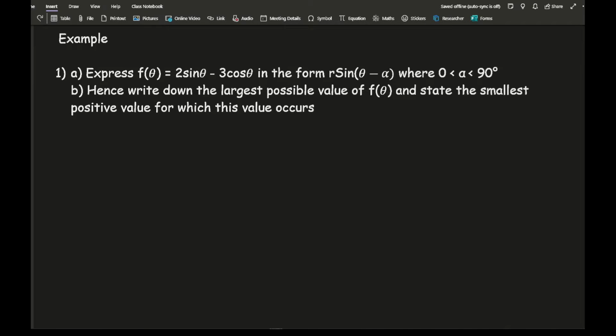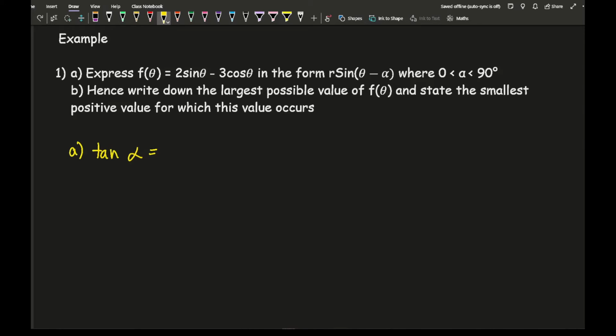So let's have a look. The first example says: express the function f of theta equals 2 sine theta minus 3 cos theta in the form R sine(theta minus alpha), where alpha is between 0 and 90. For part A, this is very similar to just getting it into harmonic form. Typically, with a bit of practice, this is about the minimum amount of working out you'd need to get into harmonic form.